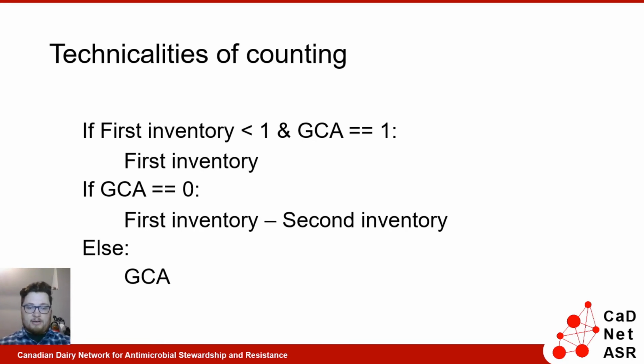So we have a garbage can audit, the amount that's actually thrown away, as well as we can calculate the difference between the two pharmacy inventories, and that'll be another metric of the amount used. So I basically have three situations for how to do the counting.